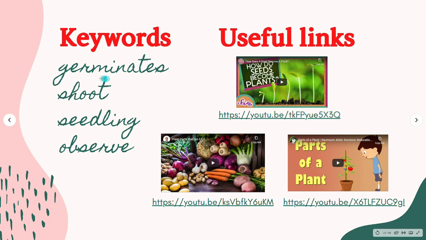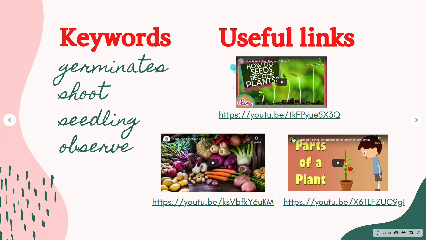Germinate. It means when a seed begins to grow. Shoot is a part of a seed that grows upwards. Seedling is a young plant. In science, we always observe. We observe to find out about things using our 5 senses.